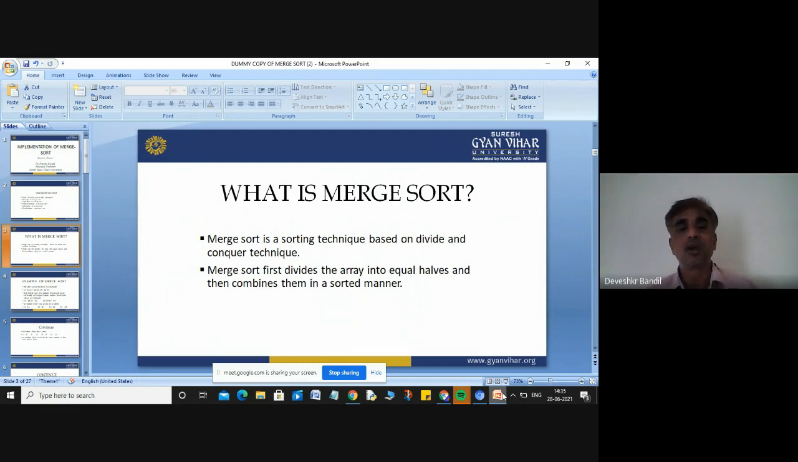Second, merge sort first divides the array into equal halves. Here I am talking about the array. An array is a collection of similar data items. So in merge sort, first of all, you take the array. Suppose your array size is 10. First, the array will be divided into halves. And after dividing into halves, you combine them in a sorted manner. So this is merge sort.